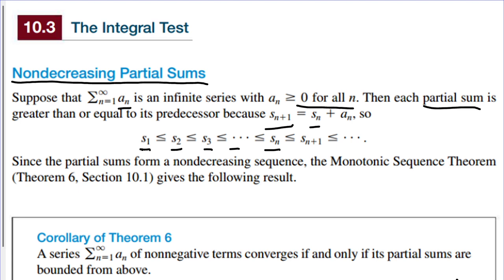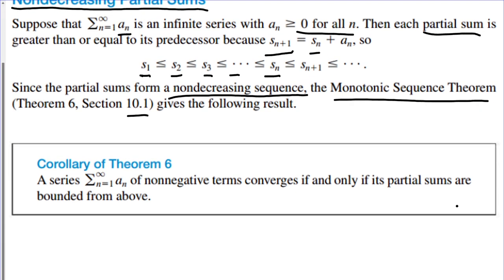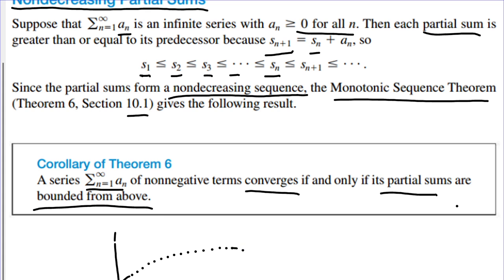Since this partial sum forms a non-decreasing sequence from lesson 10.1, the monotonic sequence theorem gives us a corollary of theorem 6: a series, the summation from n equals 1 to infinity of a sub n, with non-negative terms converges if and only if its partial sums are bounded from above. So again, think about it: if we keep adding terms, those terms have to eventually go to 0. The change in the terms has to go to 0, but the partial sums also have to be bounded above by some upper bound m.